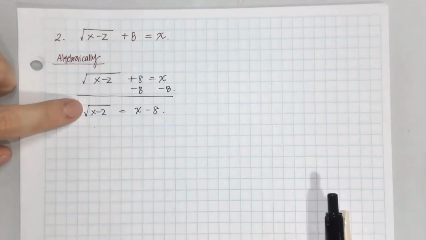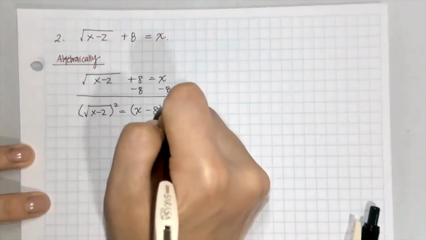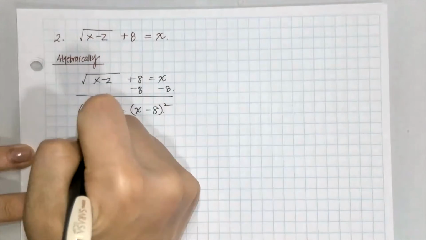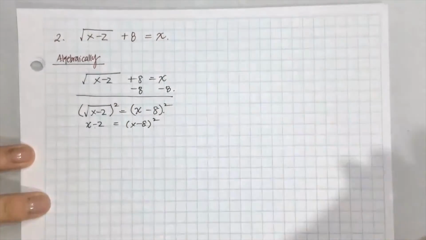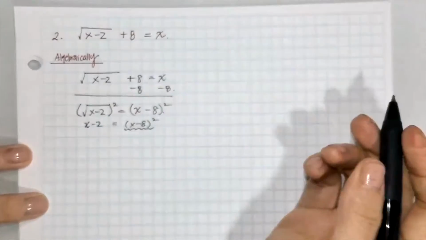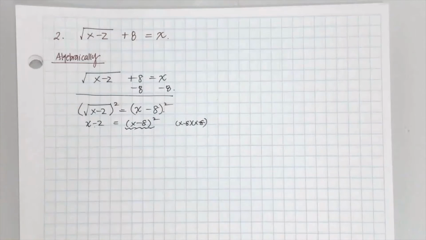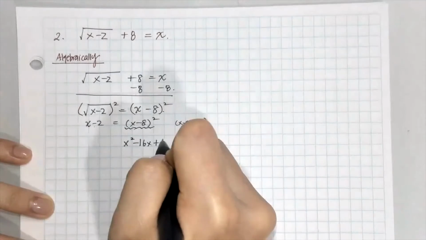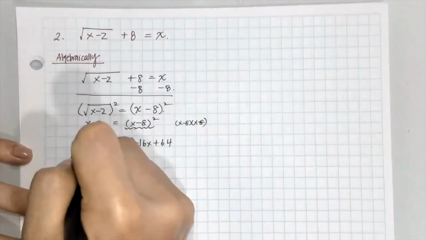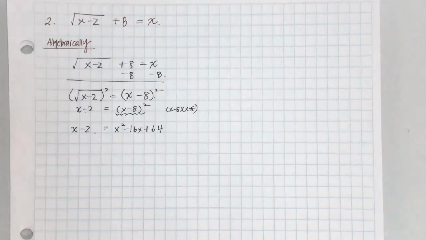Then now you can undo the square root by squaring both sides. Then we have x minus 2 equals x minus 8 squared, which I'm going to ask you to expand by multiplying it out, x minus 8 times x minus 8. So once you do that, you should get x squared minus 16x plus 64. Please make sure you know how to do this, not just from copying me. You want to be able to do this on your own.